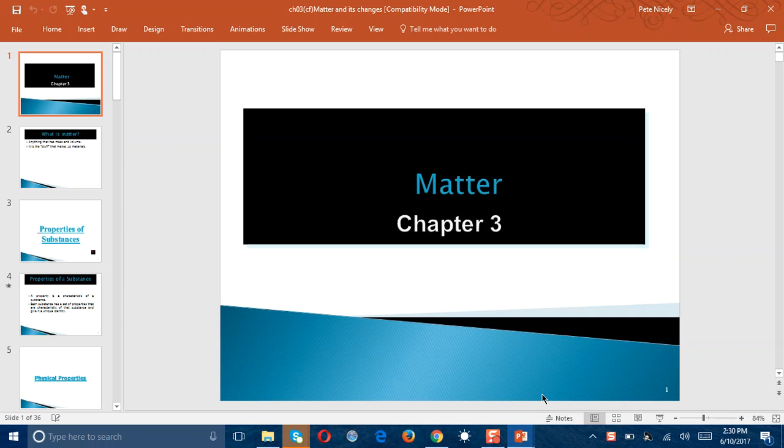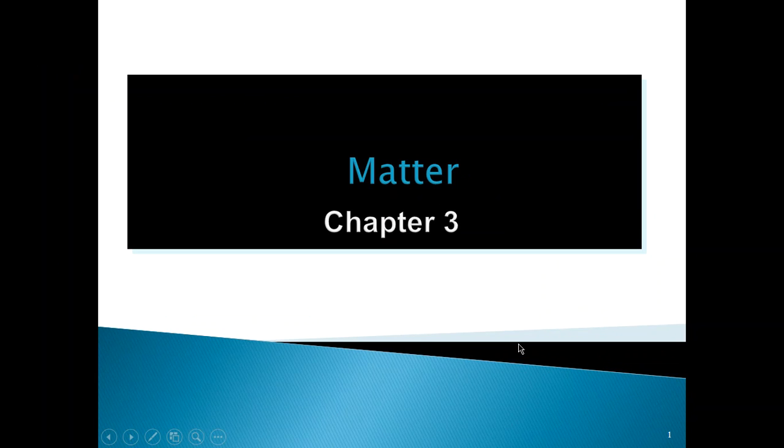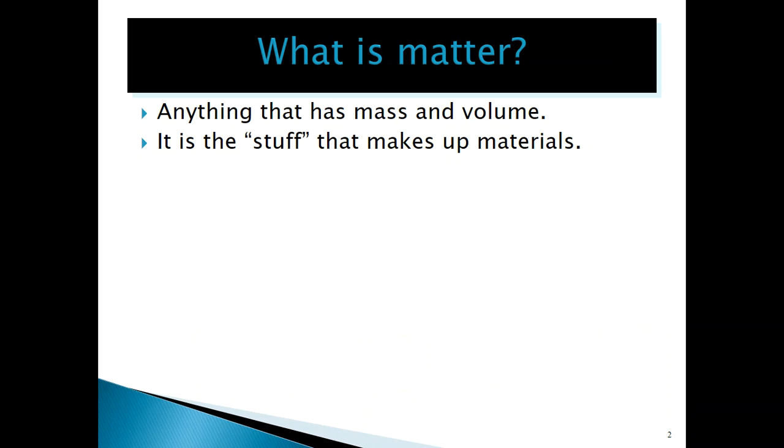So let's talk about matter. As we said in chapter 1, matter is at the heart of chemistry. Chemistry is basically the study of matter and the changes it undergoes. And in chemistry, we try to understand basically at the microscopic level how matter behaves so that we can use that as a model for predicting other things about reactions.